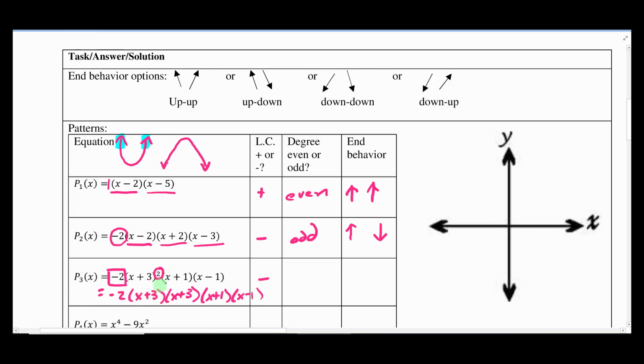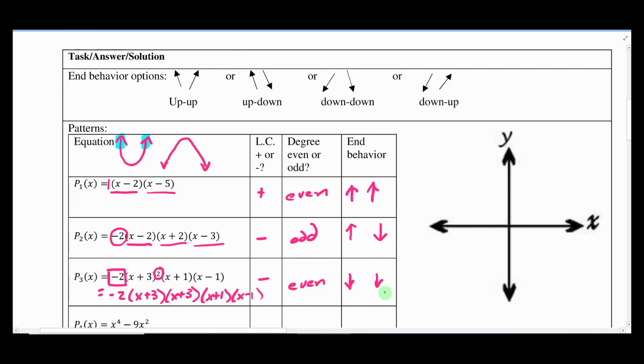So really what we have are 1, 2, 3, 4 factors. This is kind of a tricky disguise here. It looks like there are 3 factors, but because of that exponent, it's telling you that this x plus 3 happens twice in the polynomial. So we really have 4 factors. So this is going to be a negative even degree polynomial. And when we have negative even, we're going to have a down-down end behavior.